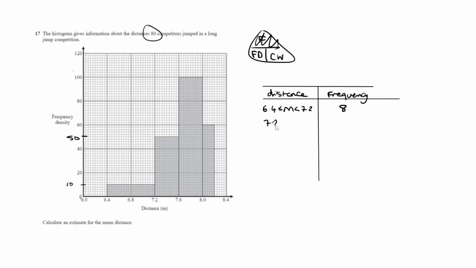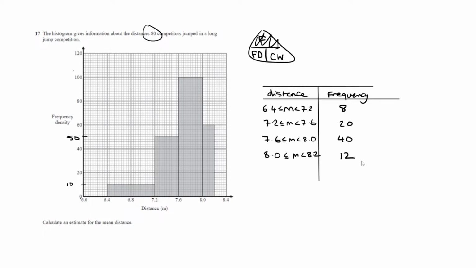We've got 7.2 to 7.6, just because we're going to use this range afterwards, so I'm writing it down. And then this one, 7.6 to 8. We've got, what's that? 100. So 0.4 times 100 should give us 40. And then the last one, 8 to 8.2, obviously make sure we read it off properly, and then that's at 60, so 60 times 0.2 is 12.